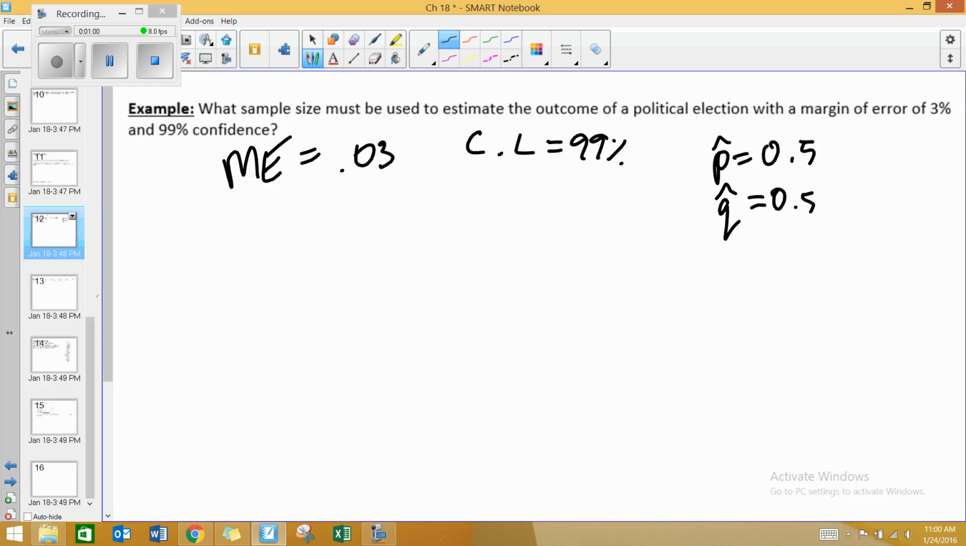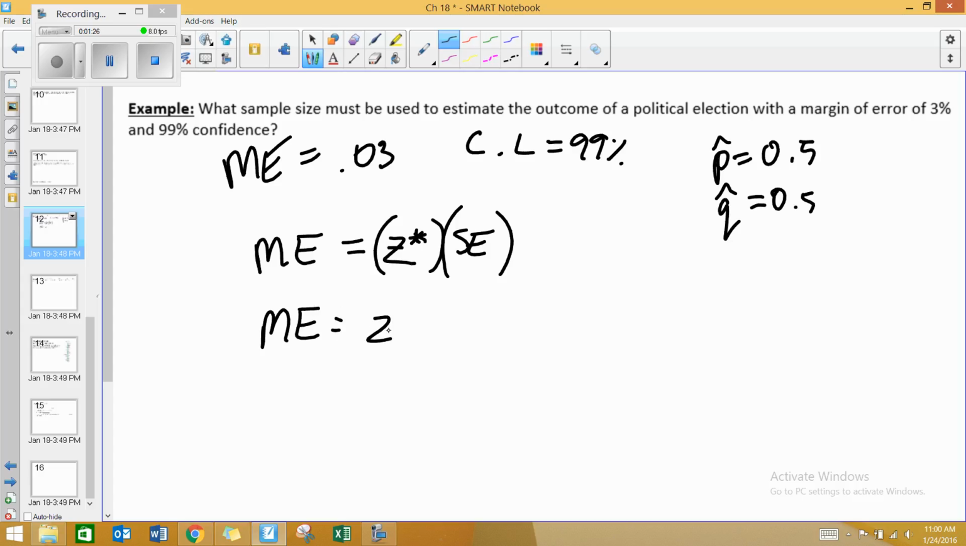So I'll say that one more time. When we haven't been given a sample proportion, we just use p hat equals 0.5. And now we're ready to start plugging things into our equation. So our equation says that the margin of error is the critical value times the standard error. Margin of error equals critical value times the standard error, which is the square root of p hat q hat over n.